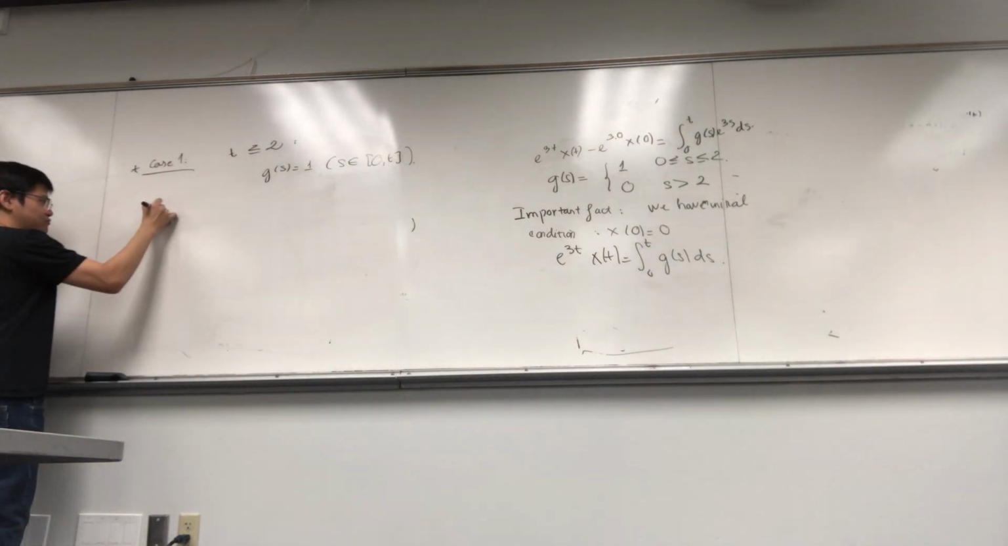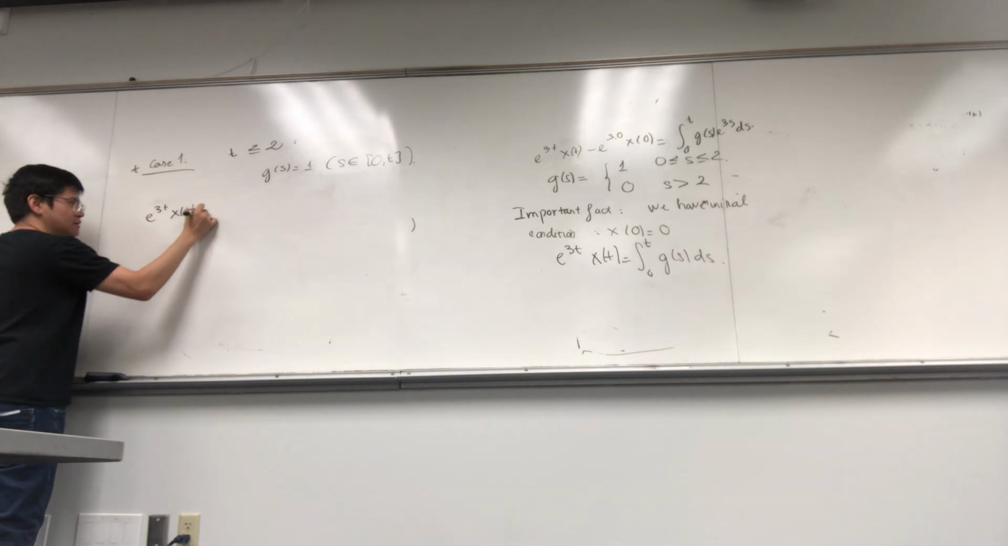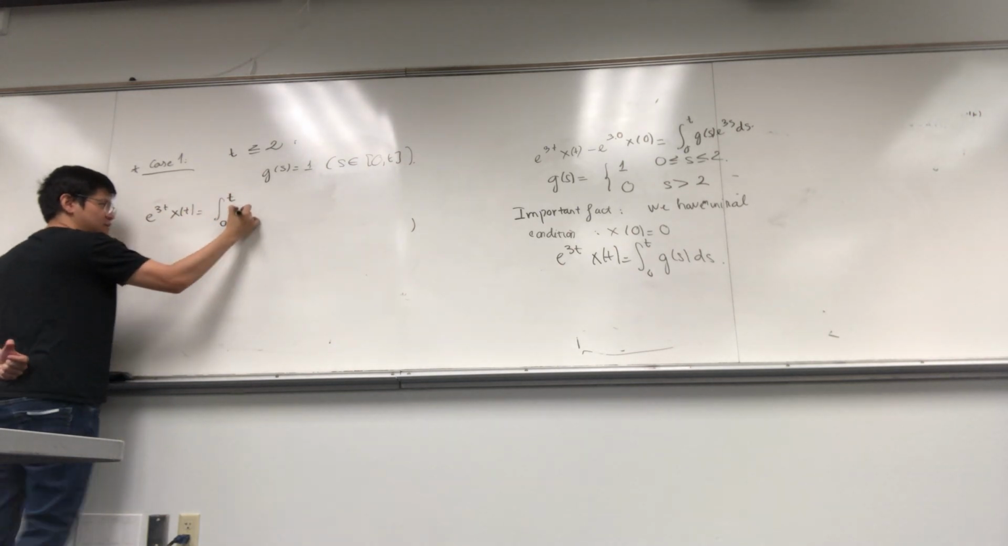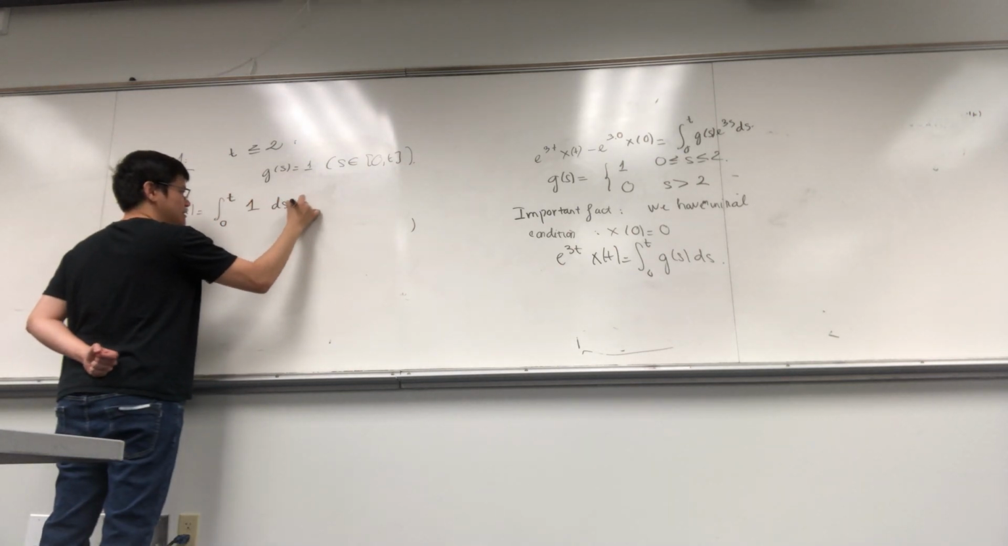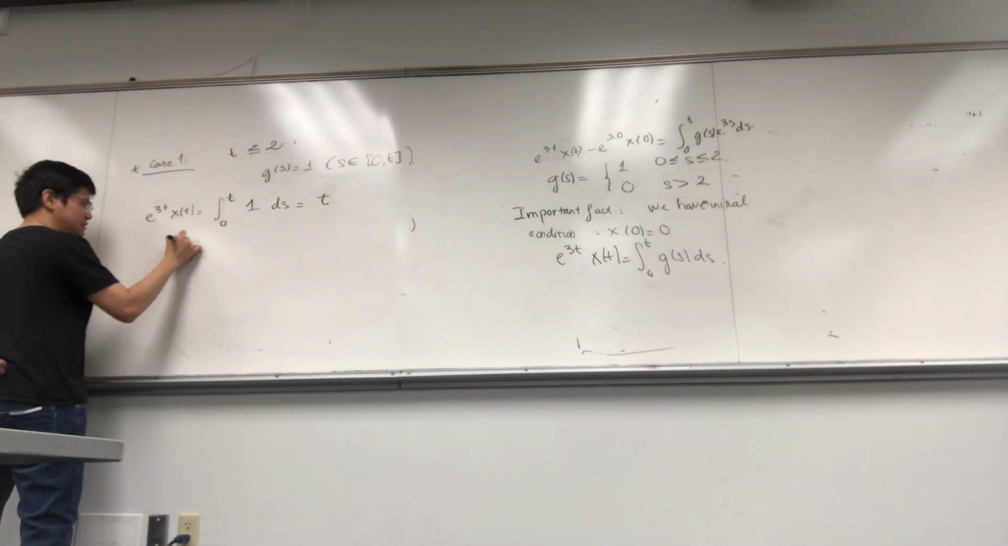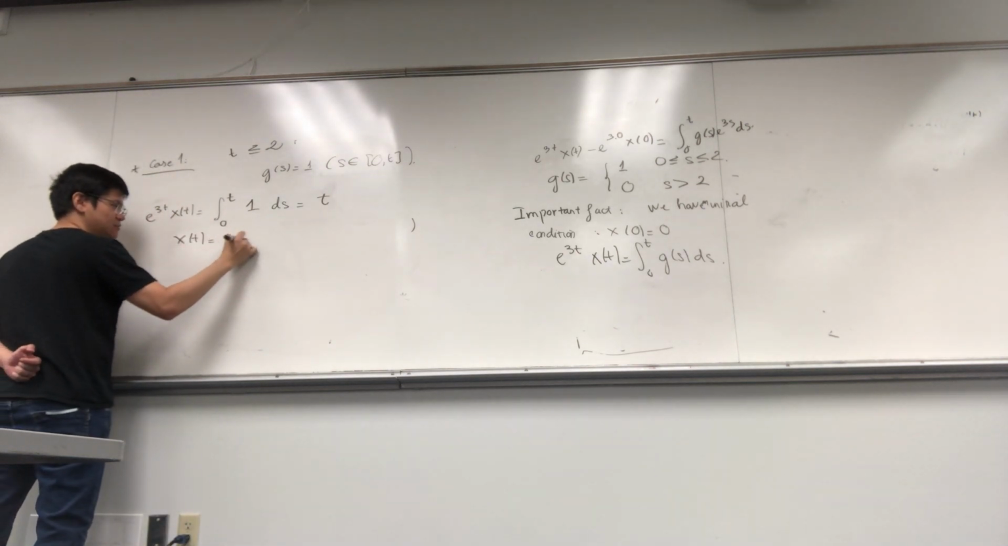So I have e to the 3t, x(t) is equal to the integral from 0 to t of 1 ds and e to the 3s. So x(t) will be e to the power minus 3t times that integral.